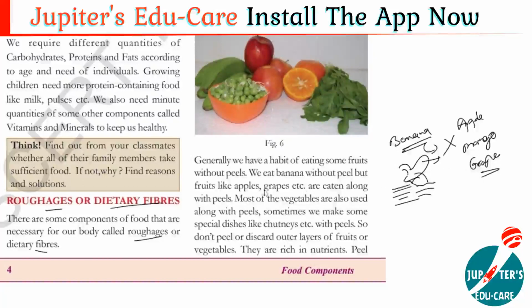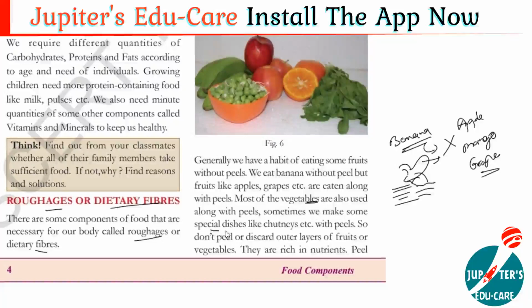Okay, so by eating along with the peel, if we consume the food materials, if we consume the vegetables, it helps the body, because it contains roughages. Okay, some fibers are present in the peel part of the fruits or vegetables. So, along with the peel, if we eat those fruits or vegetables, that helps our digestive system in the digestion process. And in some areas you can see that most of the vegetables are also used along with the peel.